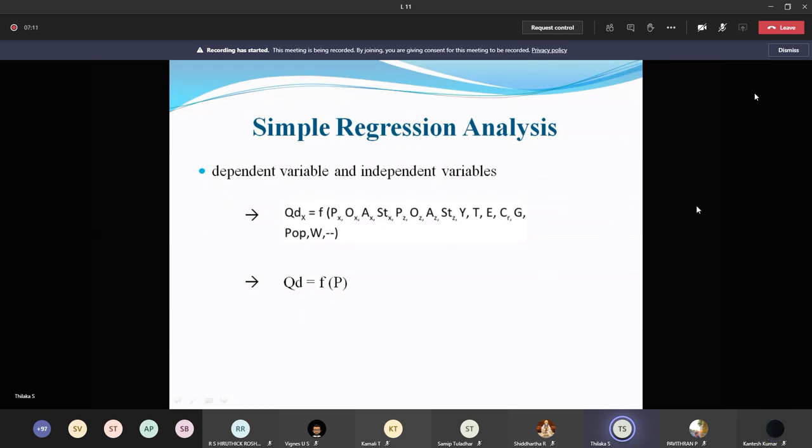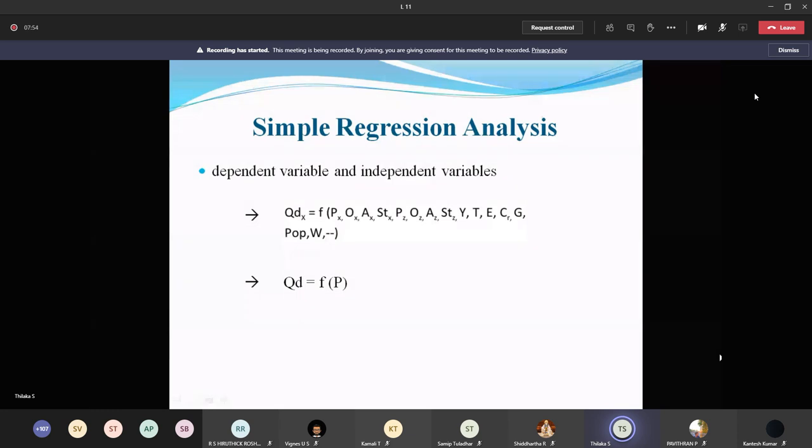Okay, so the next one is the regression analysis. Here we are just going to see the simple regression analysis. The regression method tells about the relationship between the dependent variable and the independent variable. It is a statistical technique of estimating the unknown value of one variable, which is dependent, from the known value of the other variable, which is independent. This is in general called regression analysis, and in our case we took an example of the quantity demanded. QDX refers to the quantity demanded of a commodity X.